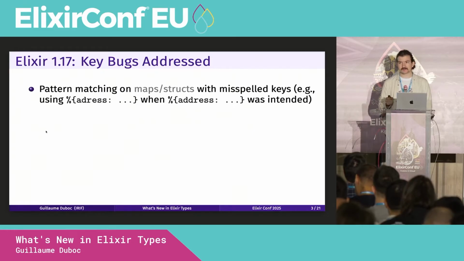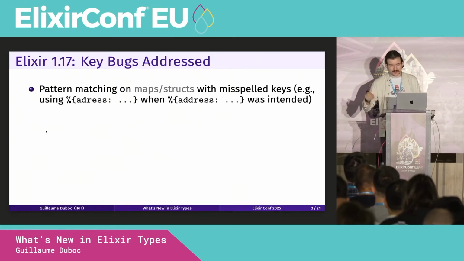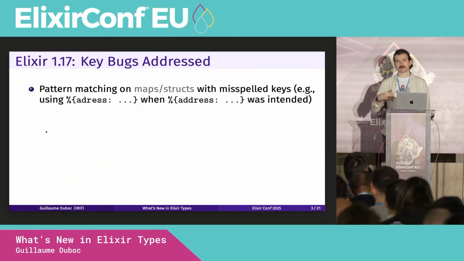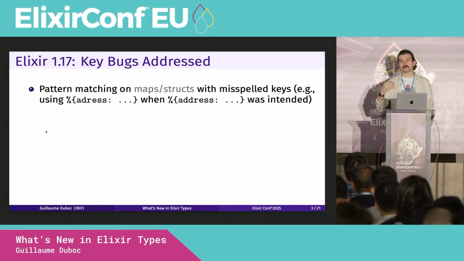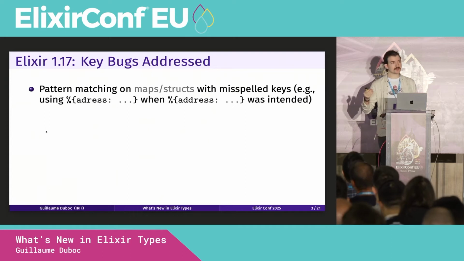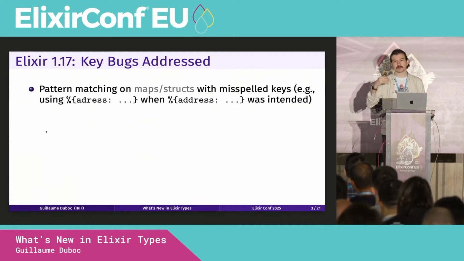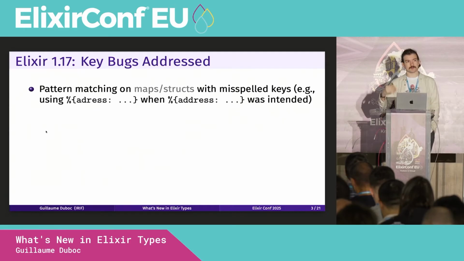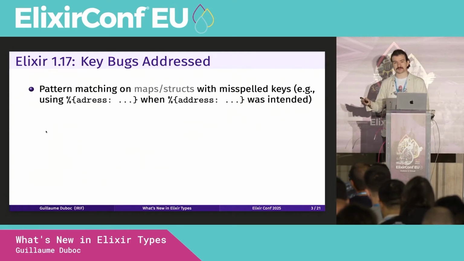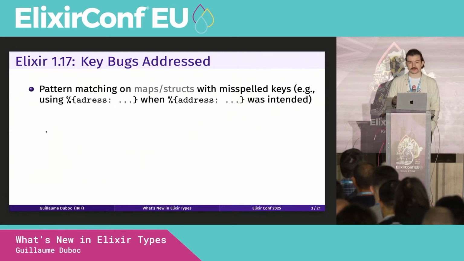So thanks to bringing those types, we're able to address some bugs. When you're pattern matching on some maps, because we know what kind of keys are potentially in these maps, we're able to tell you if you're trying to pattern match on a key that doesn't exist because you made an error in the name of this key.